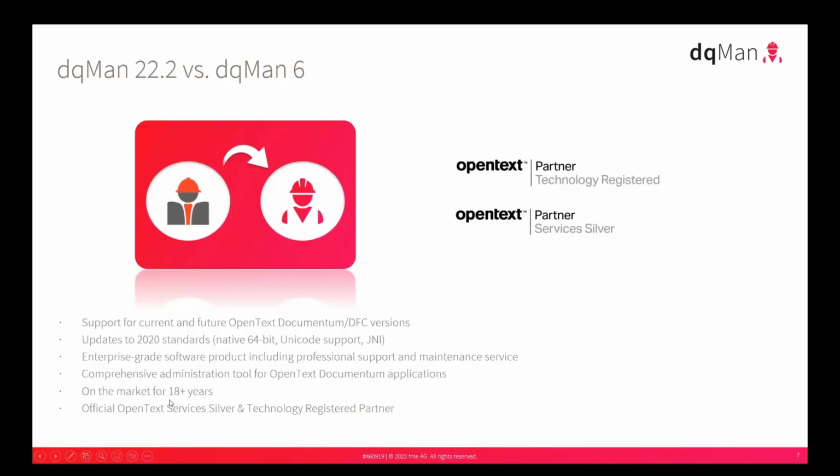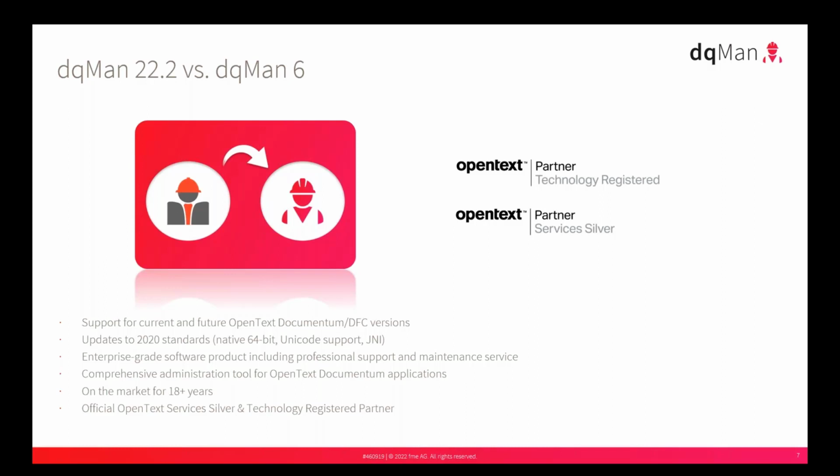I'm guessing one of the burning questions is what has changed in dqMan 22 as opposed to dqMan 6, which is probably the version you already know, and it's the last version that has been distributed as a free version.